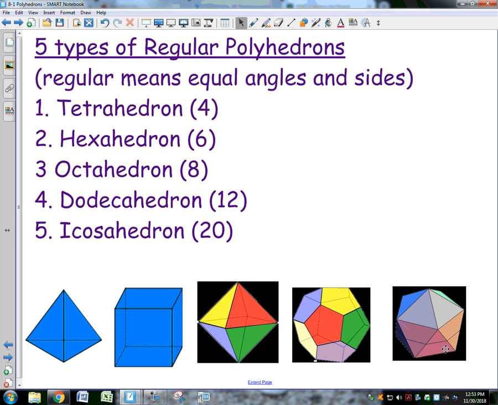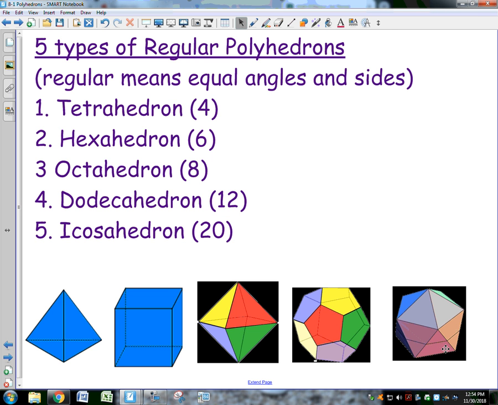Our first one is a tetrahedron. It's this shape right here. It has 4 sides. What shape is the sides? Triangle. It's 4 equilateral triangles put together to make a tetrahedron. Next, we have a hexahedron, also known as a cube. It's made up of 6 squares. Very good. And then we have an octahedron, 8 triangles, 8 equilateral triangles.